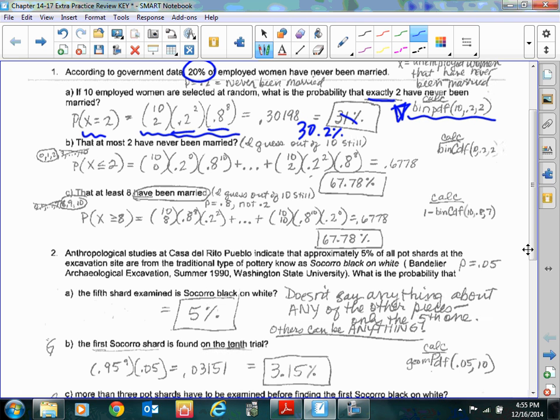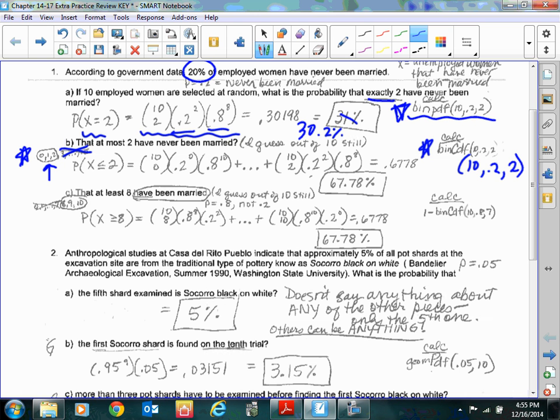Okay, B, at most. Here we have at most. If you look at my little picture over here on the left, I do not need the 3 up to 10. I want the 0, 1, and 2. The calculator accumulates from the bottom, so it will accumulate that if you do the binomial CDF of 10, 0.2, up to and including 2. And so that's 67.78%.